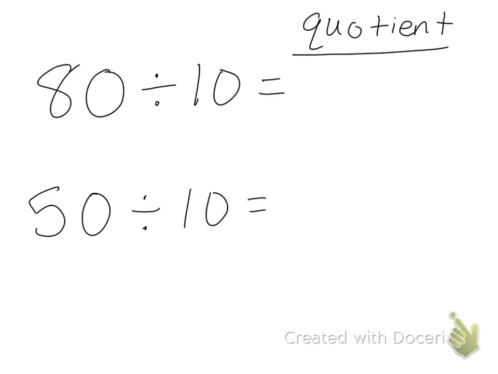Here we have 80 divided by 10, and I've written it using the division symbol. I want to find the quotient. The quotient equals 8. Now we have 50 divided by 10, again using the division symbol. 50 divided by 10 equals 5, because there are 5 groups of 10 in 50.